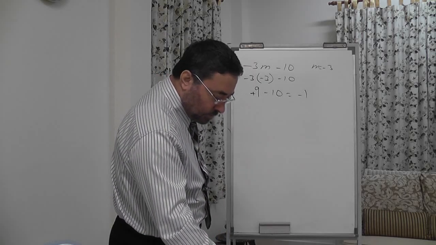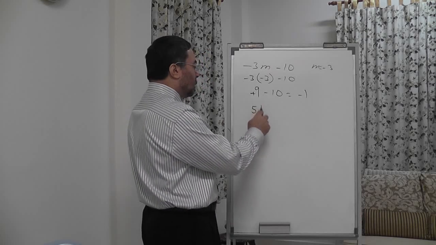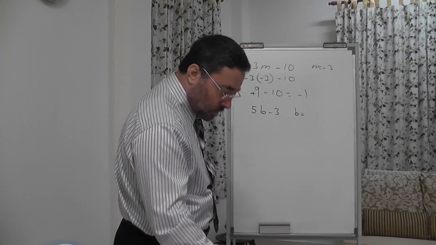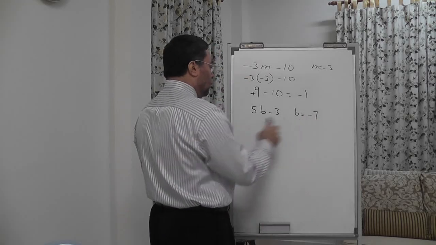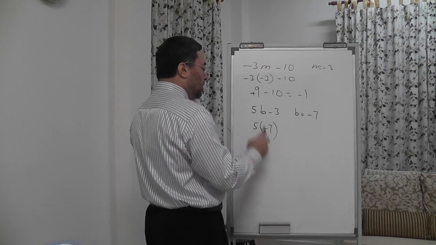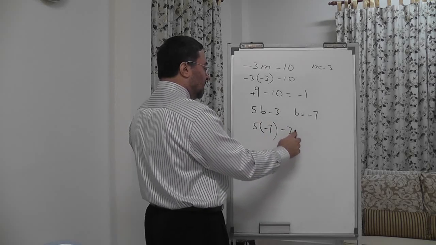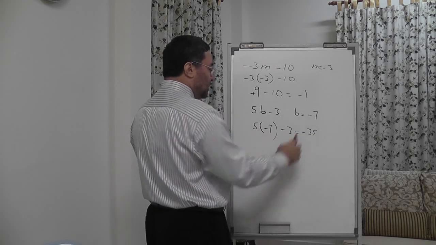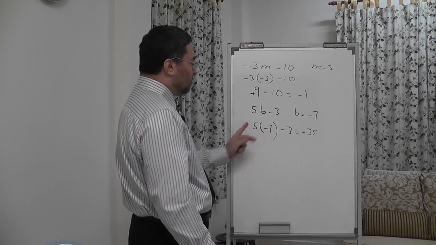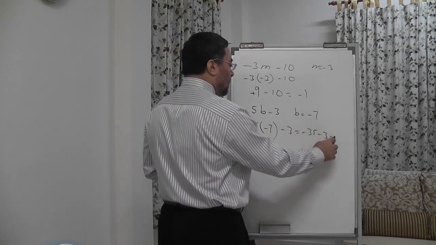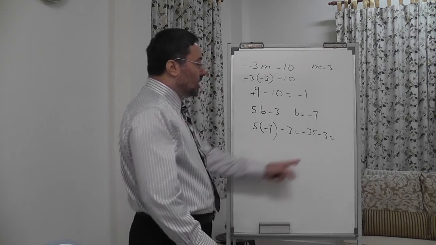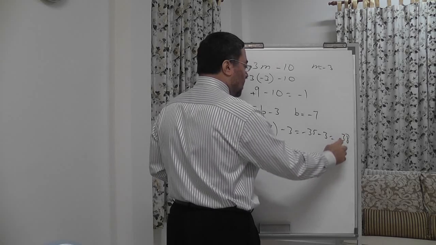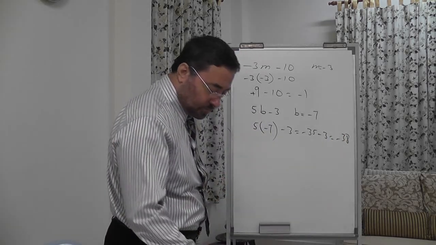Number 20, 5b minus 3, for b equals minus 7. 5 into minus 7, we replace b with its value, minus 3. And that will be 35, and the sign is a negative sign. We have a negative times a positive, minus 3. Here, both have the same sign. 3 minuses and 35 minuses, we simply add them. That will be 38, minus 38.